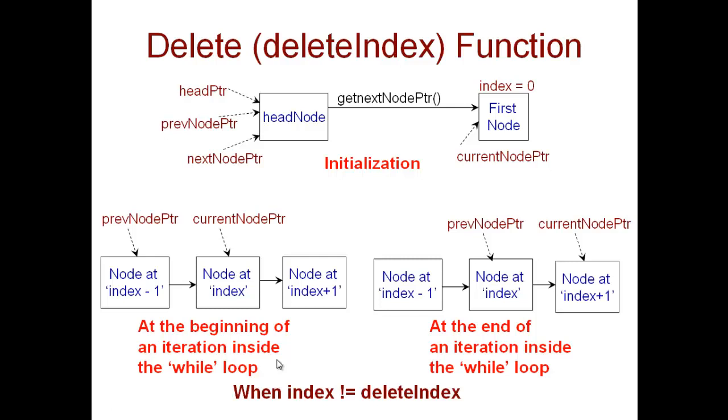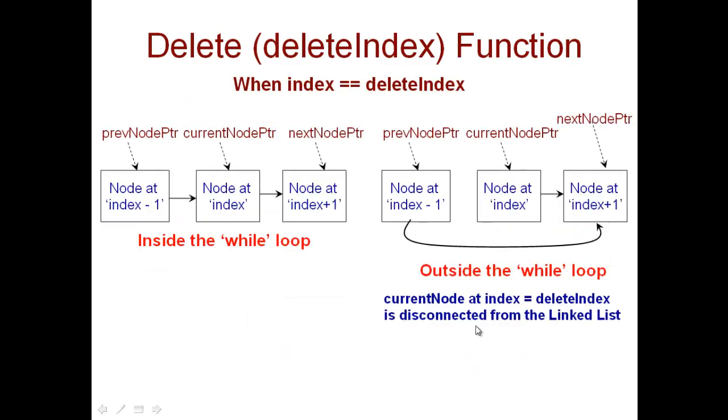Now, at the end of that particular iteration, the two pointers would have advanced one node ahead. The current node pointer will be pointing to the node at index plus 1, and the previous node pointer will be pointing to the node at index. Now, when the index equals delete index, the current node pointer will be pointing to the node corresponding to that particular index, and the previous node pointer at the previous node. Now, the next node pointer will point to the node following the current node. So we have the three pointers pointing at the three subsequent nodes, and this is the node that we want to delete.